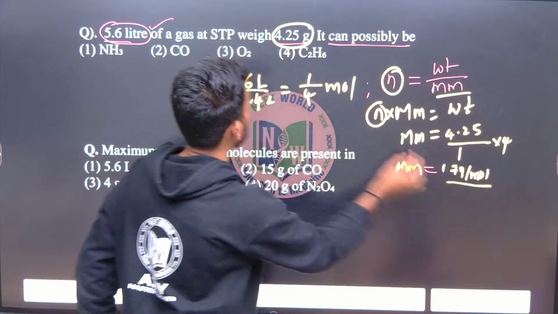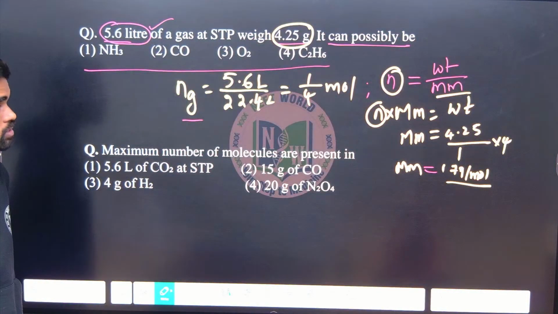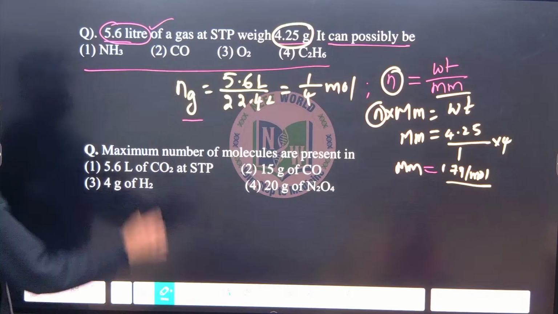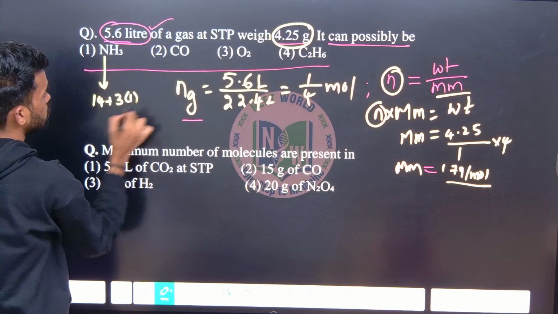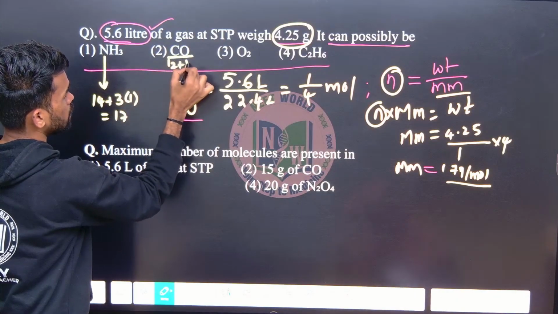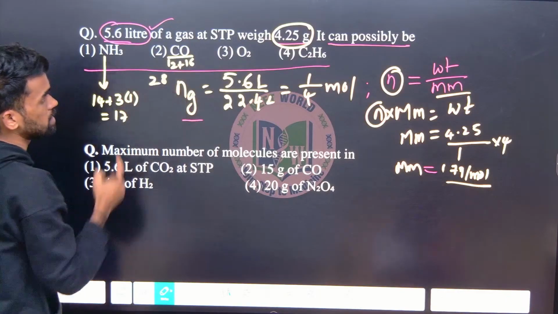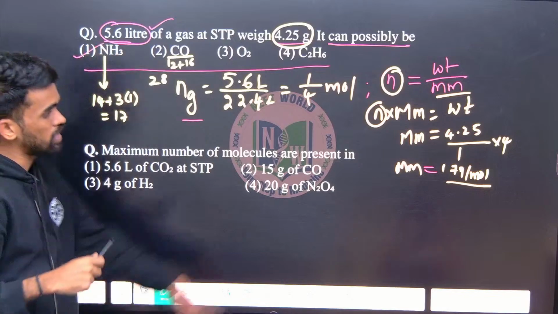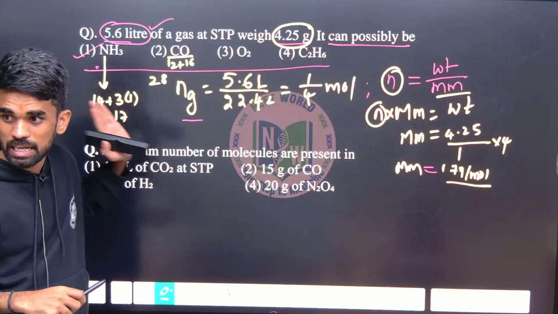So which gas will be having this weight out of these 4? Which gas will be having? So how? For nitrogen it is 14, 3 into 1, so 17. So this will be how much? 12 plus 16, so 28. Like this if you do, the answer is verified or applicable only for NH3. So that will be your answer. Is that clear or not?